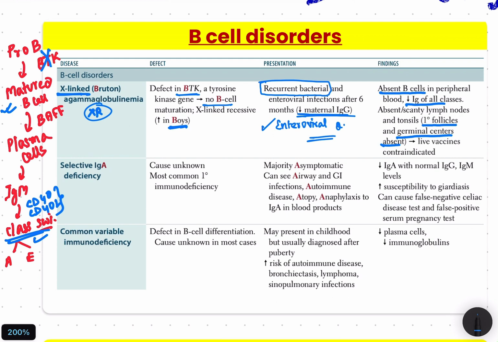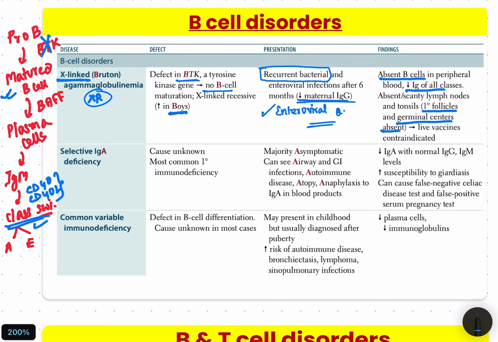Next is selective IgA deficiency, where the IgA class is deficient, and this is the most common primary immunodeficiency disorder. In this patient, IgA is normally present on the secretory surfaces, the mucosa.